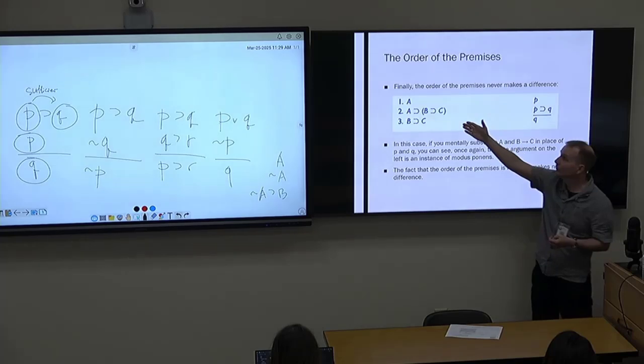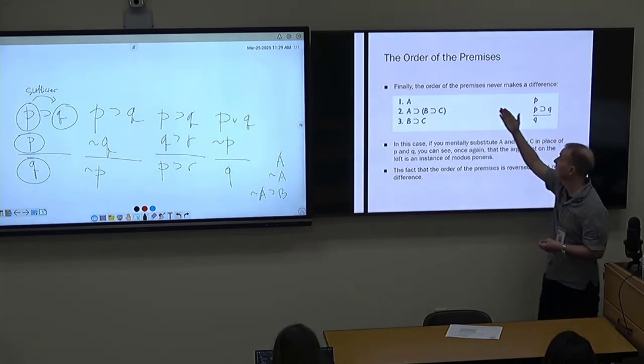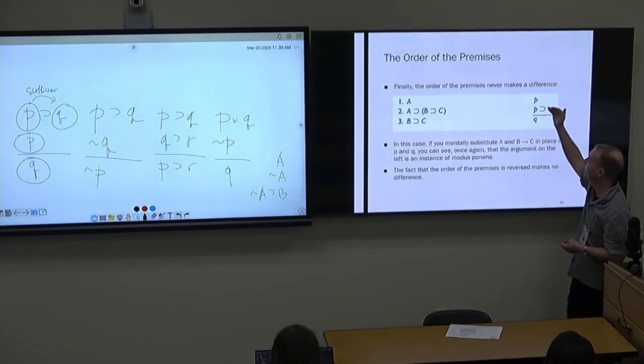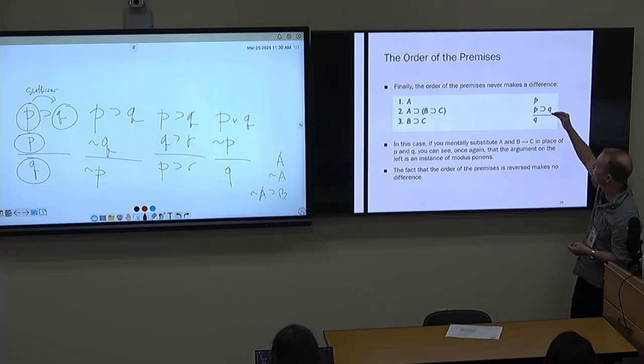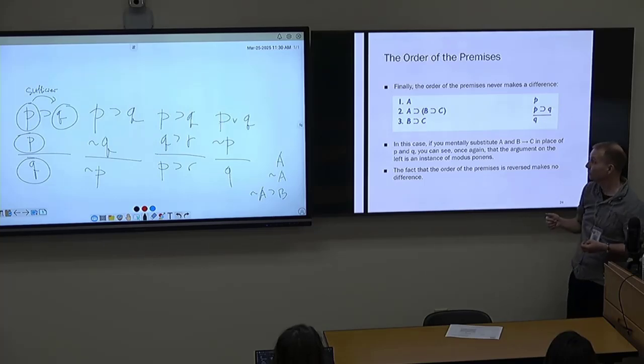Now if you copy it exactly the way it is, if you call A P and then if B then C Q, you can first write it this way, but you can immediately see that you can flip these premises around and then you will have a perfectly valid form. So that would also be a valid argument.